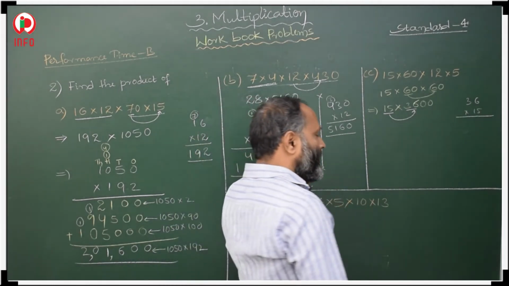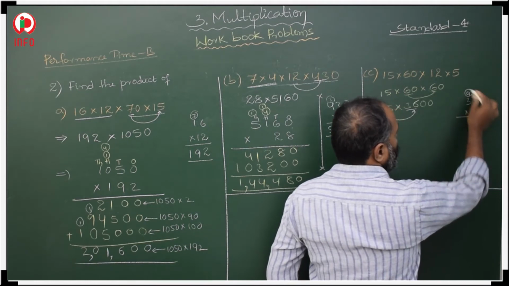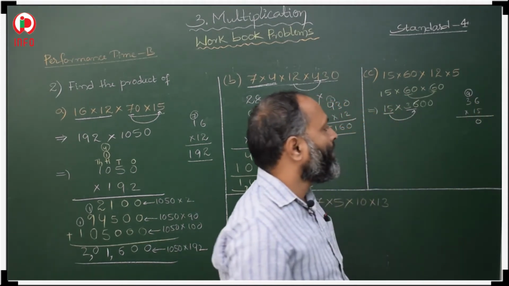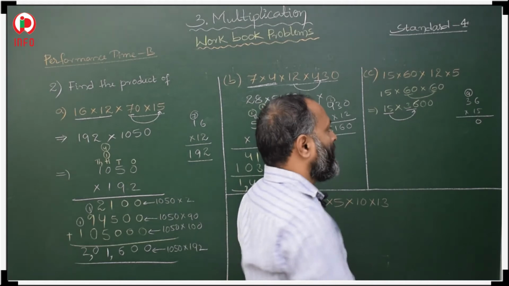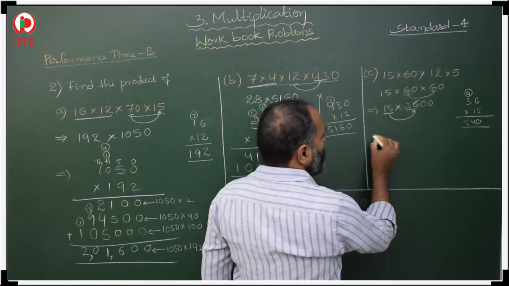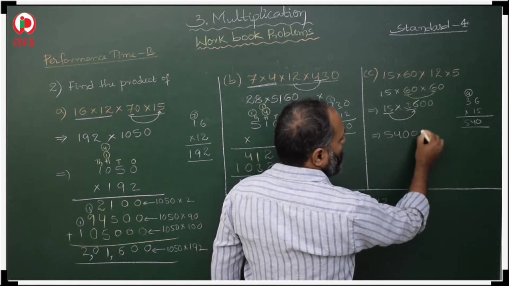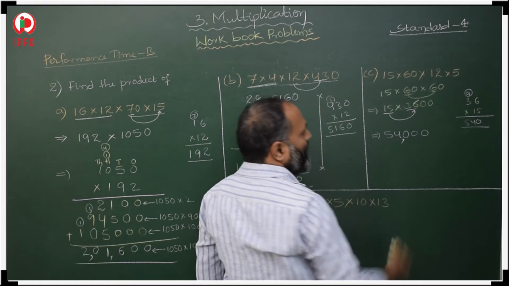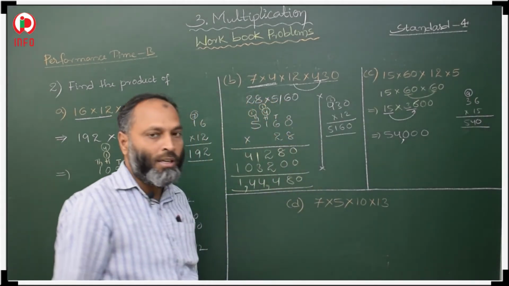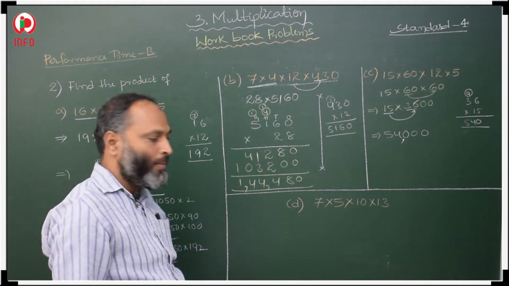15 6s are 90, 9. 15 3s are 45. 45 plus 9, 54. It is 540. 2 zeros left, those 2 zeros you keep here. It is 54,000. 54,000. Okay.